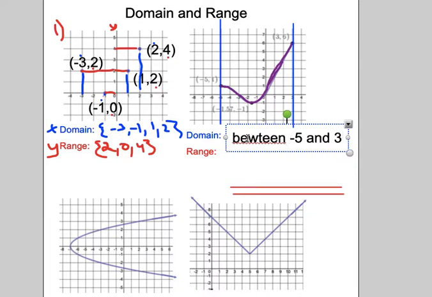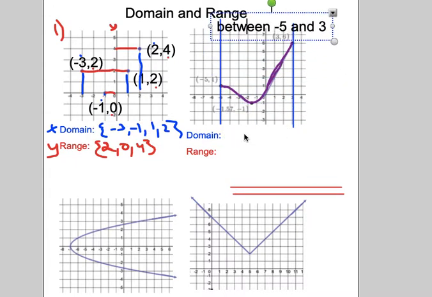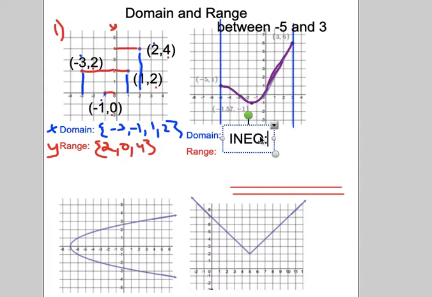So now we're going to figure out how to write that in our two different forms. The first form is inequality form. If you want to write it as an inequality, it's going to look something like this. -5 is my low. That's less than or equal to my x, which is less than or equal to 3. So that's what it looks like as an inequality. -5 is less than or equal to x is less than or equal to 3.